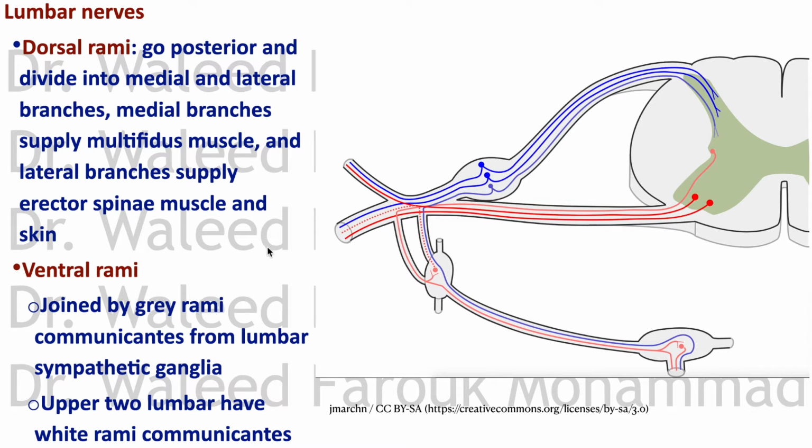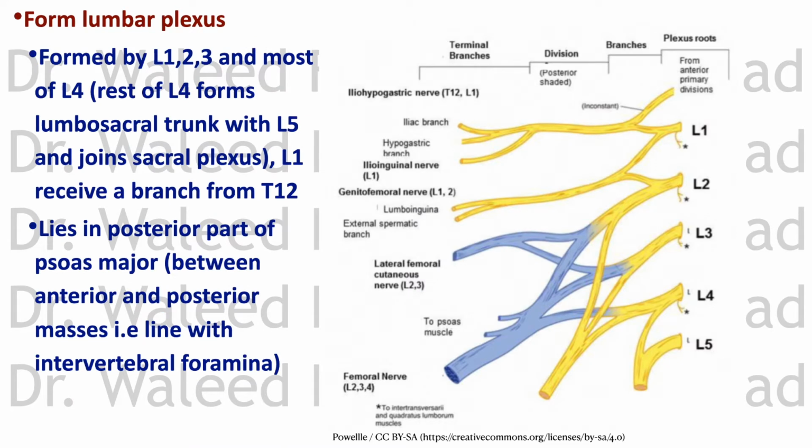Different from the dorsal rami, the ventral rami are joined by gray rami communicantes from the sympathetic chain, and the upper 2 or 3 have white rami communicantes, as I told you, because they receive part of the sympathetic outflow from the spinal cord. Now the ventral rami form the lumbar plexus.